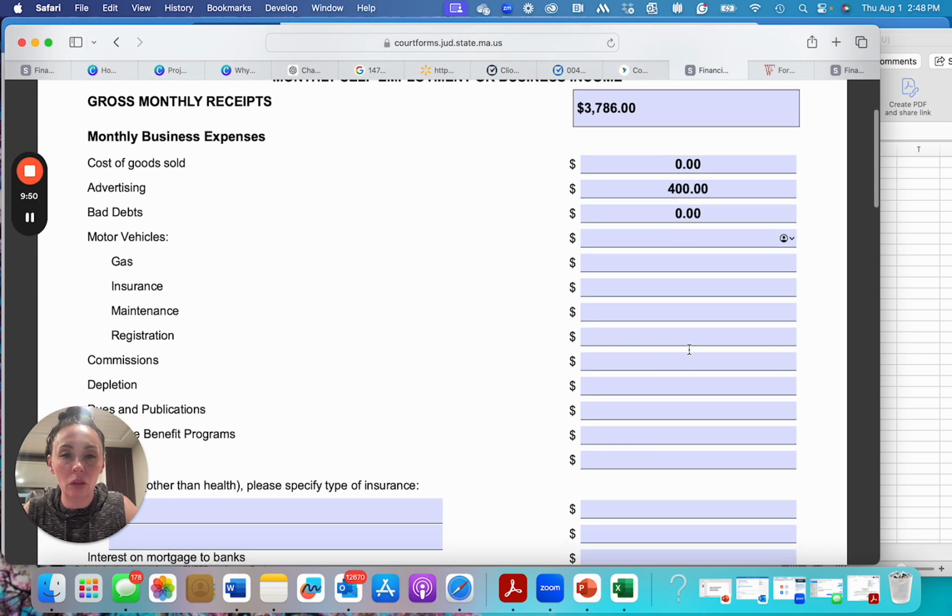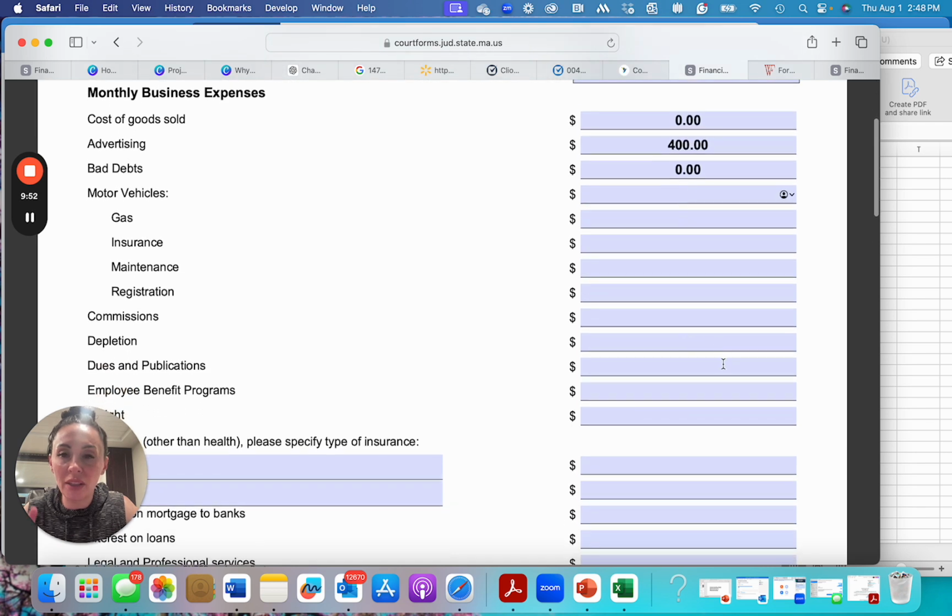Motor vehicles. This is a unique thing about the Schedule A, which never really made sense to me. There's a line for motor vehicles, but it's sort of giving you subcategories of the expense breakdown. Where it says motor vehicles, just put 0. These categories, gas, insurance, maintenance, registration, those are all motor vehicle expenses, and that's where they get divided out and reported.